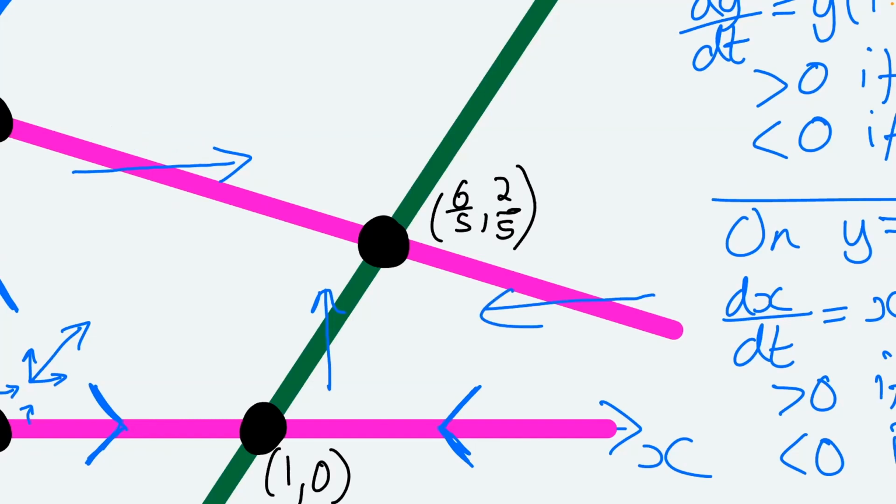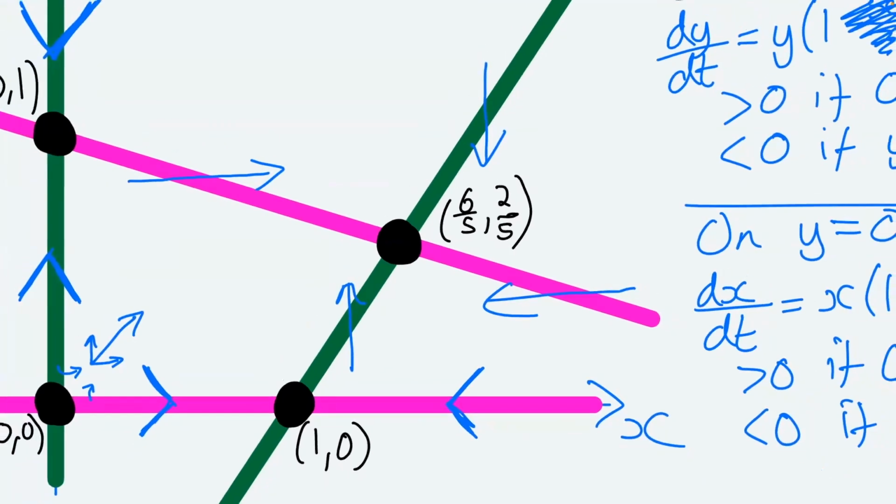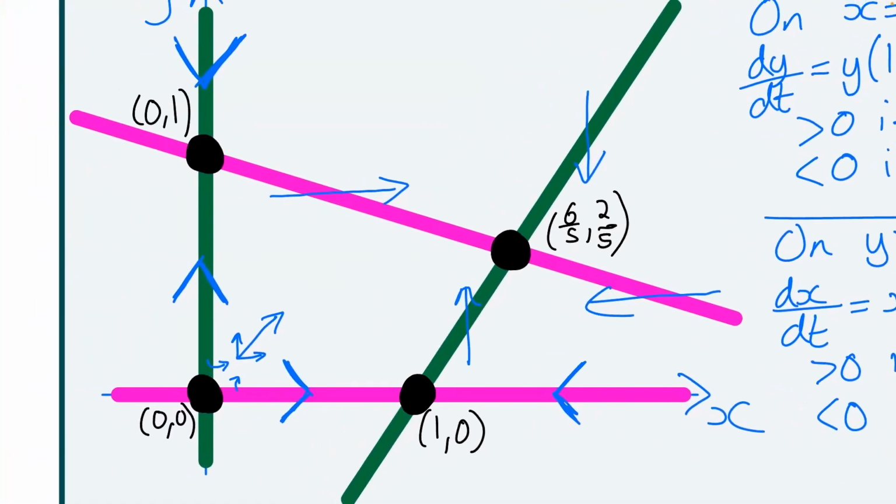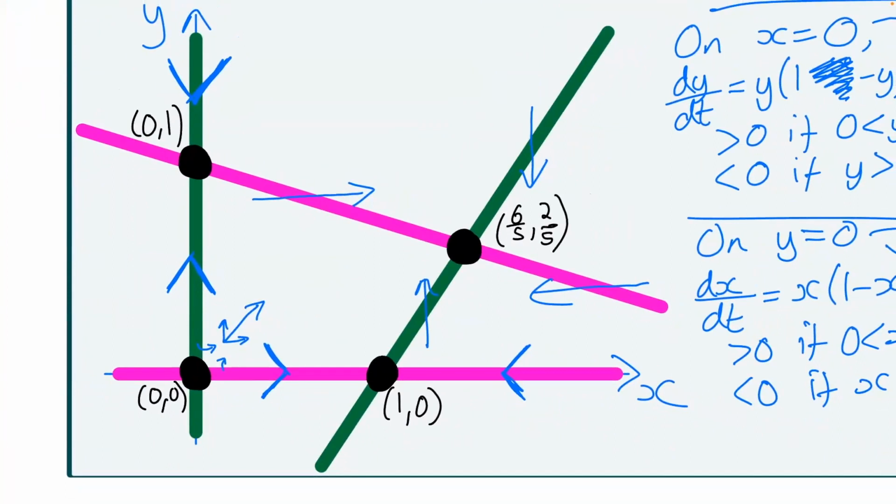Likewise, if I start down here, in this region here, as I move my way up this green null line, I pass through this black dot. We started with an arrow that was going up. On the other side, it's going to be going down. So you see from this that we were able to deduce, just by looking at the direction field on the axes, what happens everywhere else.